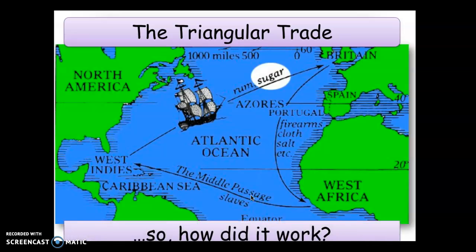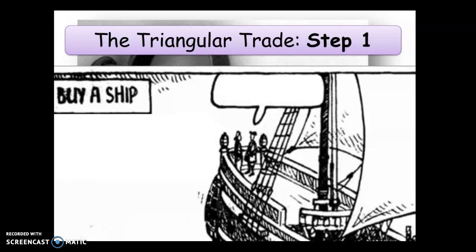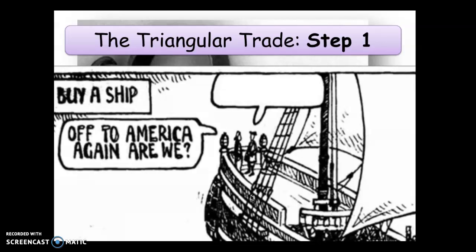So how exactly did this work? We'll demonstrate that through some sort of a comic or a graphic, so to speak. So a ship is bought, and the ship begins in Great Britain, in England, and it's either going to America or Africa. In this instance, the ship is not going to America, but rather to Africa.